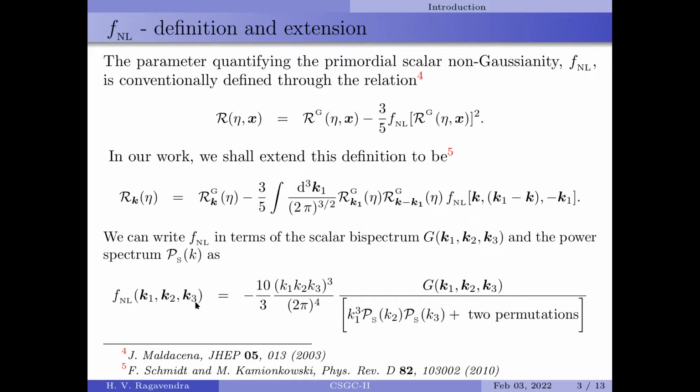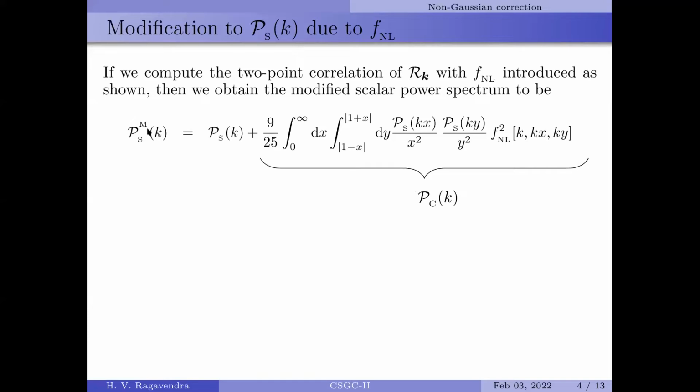We will ask what modification it is going to induce in the calculation of the power spectrum, namely the 2-point correlation of this relation. So if we take the 2-point correlation of this R_k, we get the modified power spectrum, which I denote as PS superscript M, which obviously will contain the Gaussian part, which is just PS of k, and a portion which is clearly a non-Gaussian contribution, or rather a correction to the Gaussian power spectrum, denoted as PC of k, and this PC of k will be proportional to the square of the non-Gaussianity parameter, as can be expected.